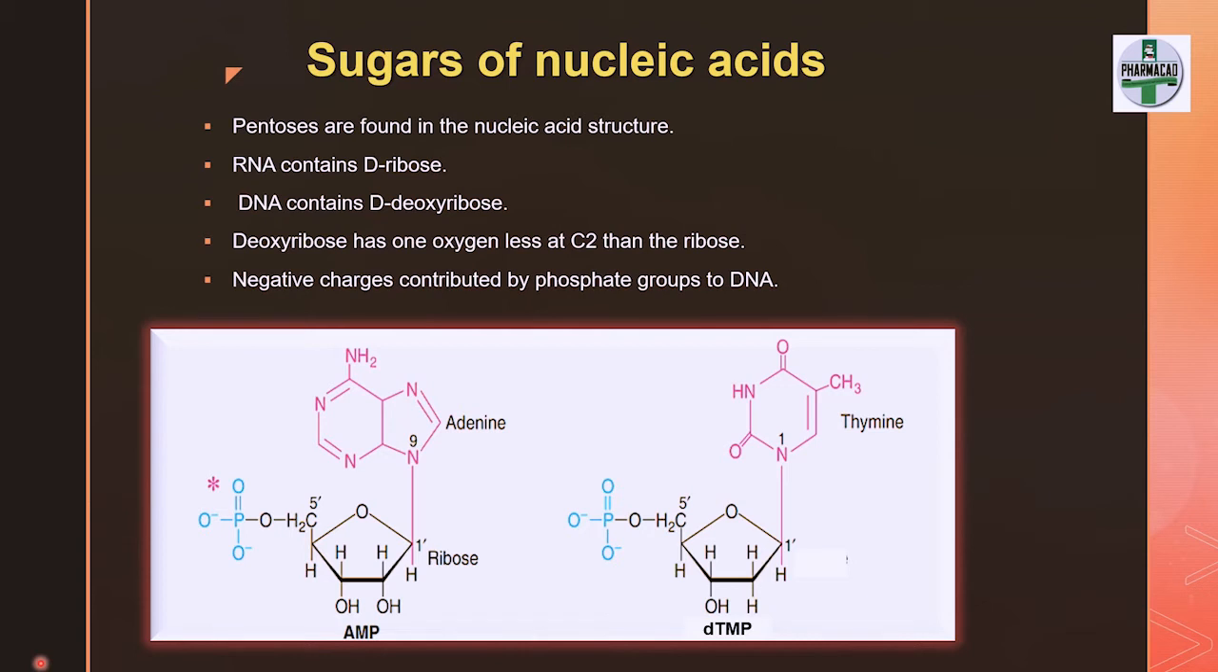The second component of the nucleic acid is the sugars. Here there are two types of sugars, the ribose and the deoxyribose. Ribose is present in RNA and the deoxyribose is present in DNA.